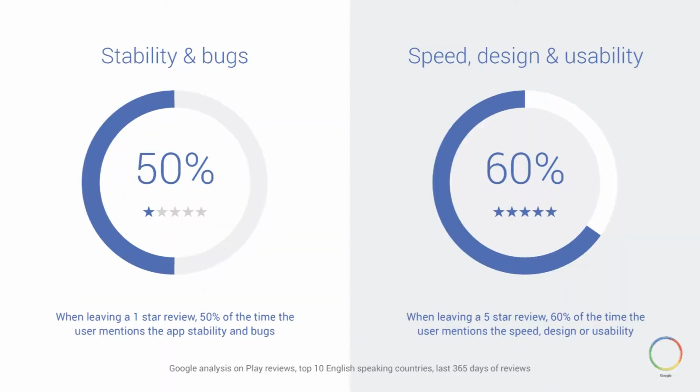We like to bring data because we're Google. So we did some machine learning analysis of reviews to try and support this idea. And what we found was that 50% of one-star reviews mention app stability being bad or mention bugs. And 60% of 5-star reviews praise the app's speed or design or usability. So we think performance is pretty important.